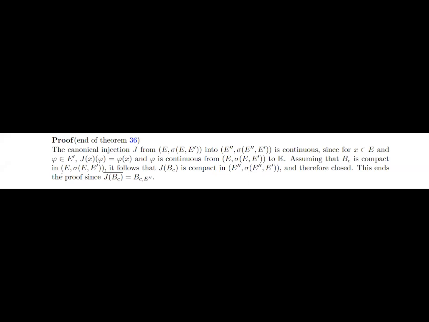All right, so we are now able to end the proof. The first thing is that the canonical injection J is continuous. We already saw that argument. Saying that J is continuous from E sigma E prime into E second sigma E second E prime is the same as proving that I can look at composites by any phi in E prime, and this works because phi is continuous from here to here.